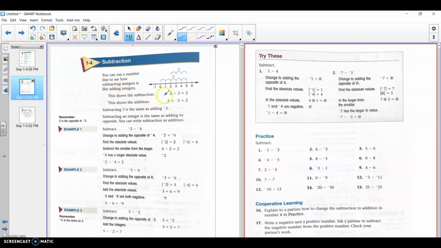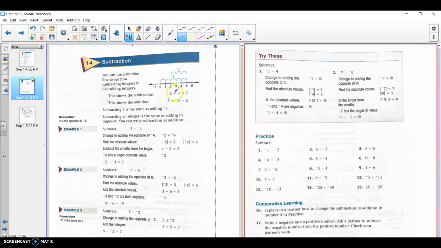This shows the subtraction 5 minus 3 equals 2. So if you start at 0 and you count up 5, there it is, but then you subtract 3, you're going to go to the left. 1, 2, 3, because you're getting rid of 3, which leaves you at the 2 mark. Okay, so in this case, it would be 5 plus a negative 3, which would give you 2.